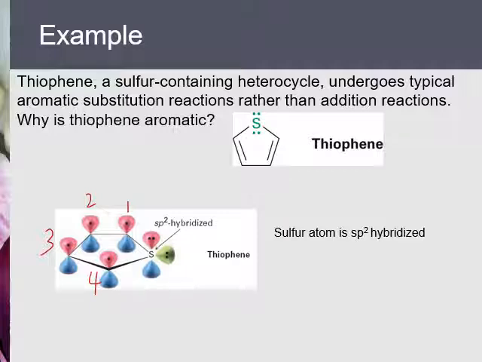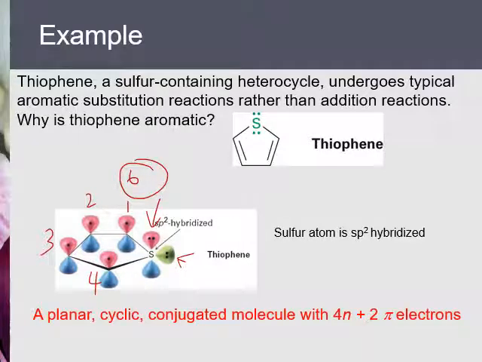Okay, and the sulfur contains 2 lone pair electrons. One is in the p orbital, one is pointing outwards. So the pi electrons altogether is 4 plus 2, that's 6 electrons. Okay, and therefore this molecule is a planar, cyclic, conjugated molecule with 4n plus 2, that's 6 electrons, and therefore this is aromatic.